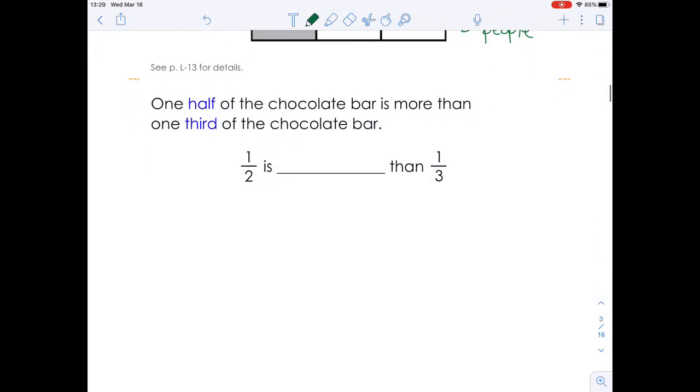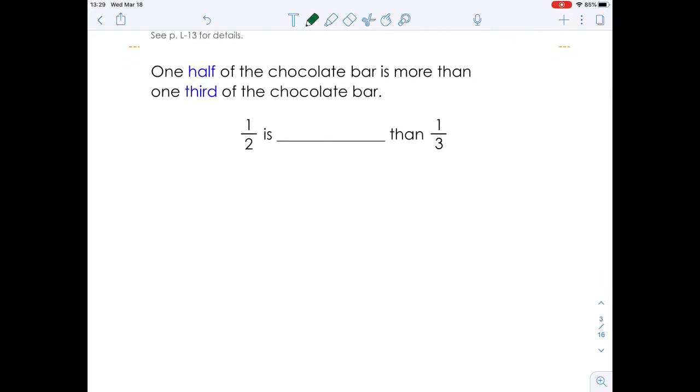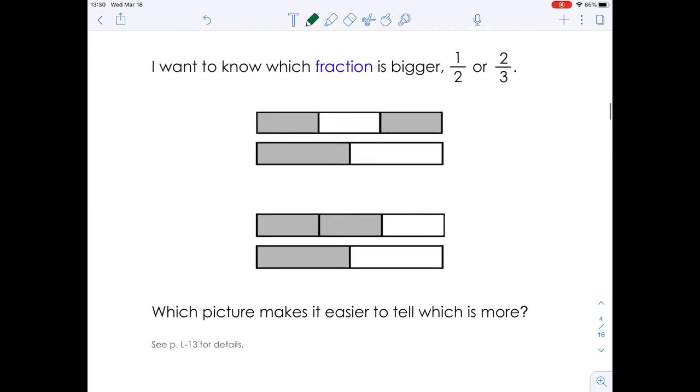So then we can say 1/2 of the chocolate bar is more than 1/3 of the chocolate bar, and we can use the greater than symbol. 1/2 is greater than 1/3. And I'll just write greater than below. You can use little teeth to remind yourself that this hungry math monster wants to eat the bigger piece or the bigger number. Moving along, I want to know which fraction is bigger, 1/2 or 2/3.